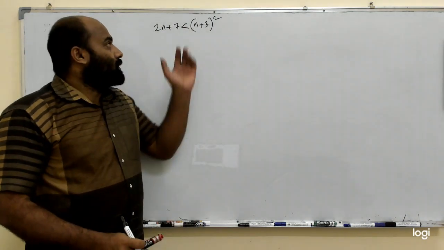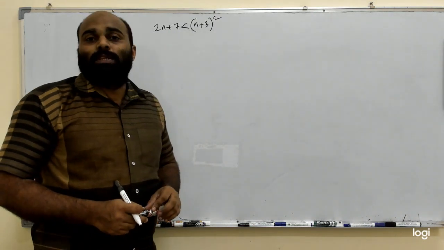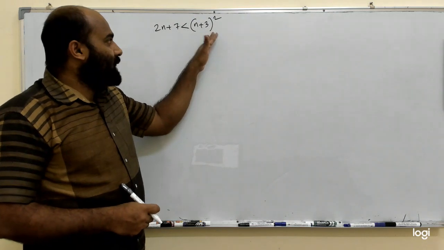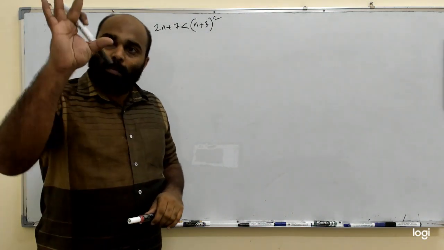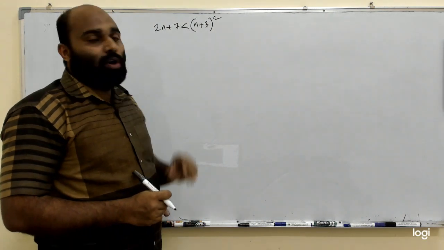Hi, we are continuing. The next question is 2n plus 7 less than (n plus 3) whole square, that we want to prove. Again inequality. This is the bigger side, and this is the smaller side. Where the mouth is open, that is greater. So this is greater and this is smaller. We want to prove this.